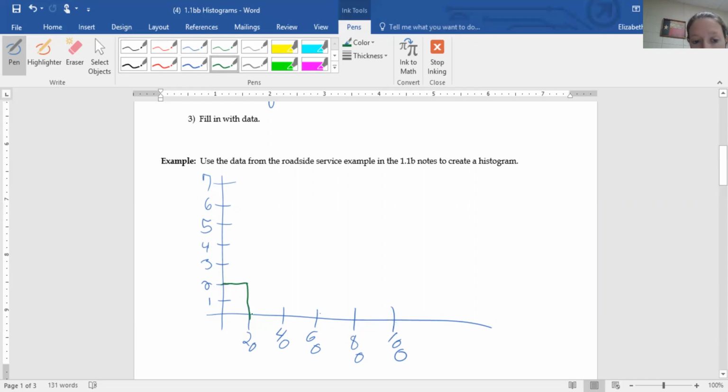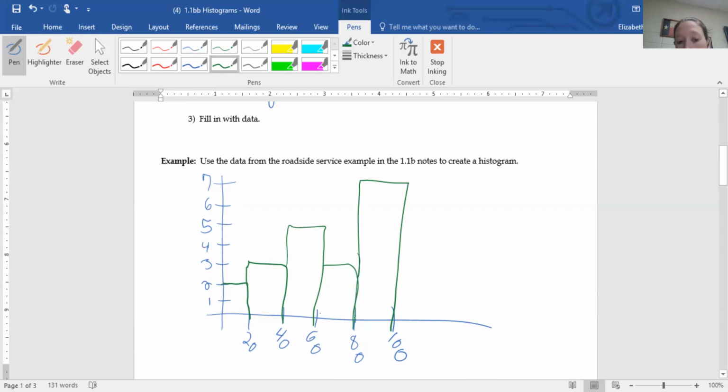Between 21 and 40, I had a frequency of 3. Between 41 and 60, I had a frequency of 5. Between 61 and 80, I had a frequency of 3. Between 80 and 100, I had a frequency of 7. So a histogram is just a visual representation of a frequency table. The advantage of the histogram over the frequency table is I can, at a glance, see where the majority of my data is located. In this particular instance, between 80 and 100 is where the majority of my data is located.